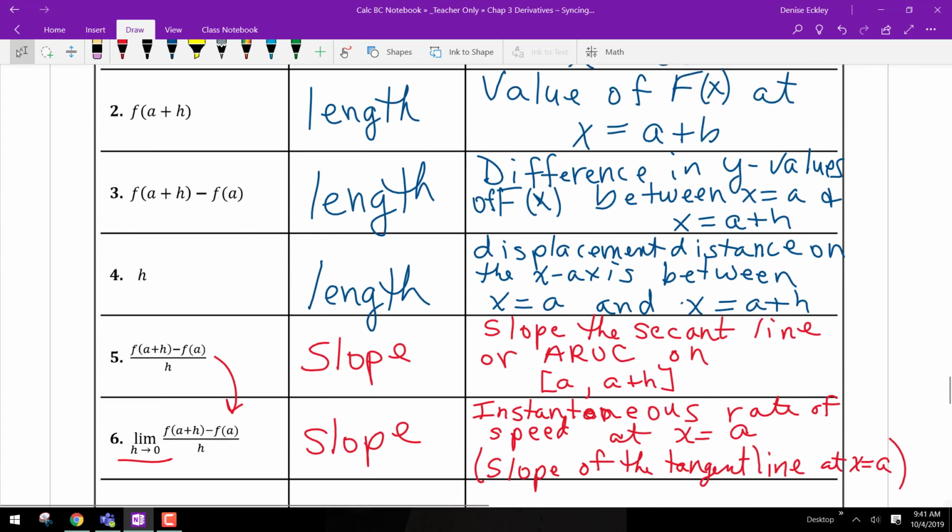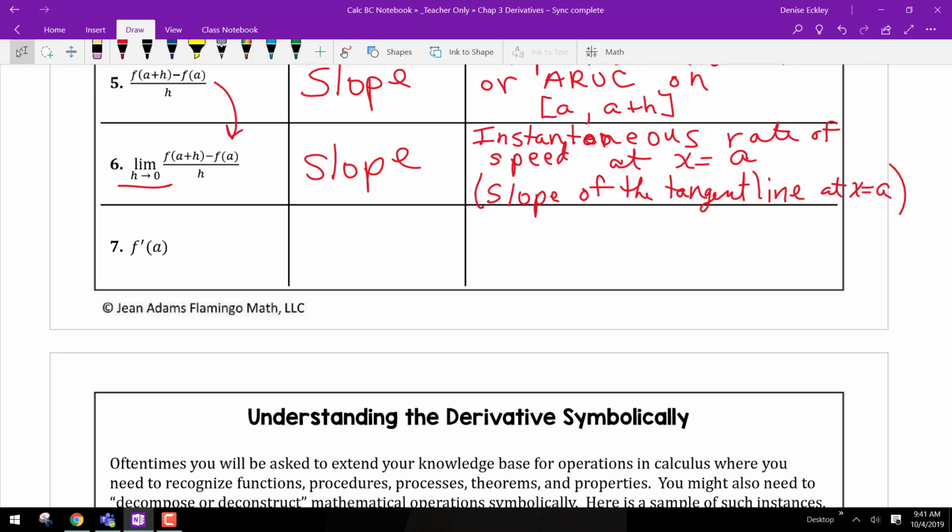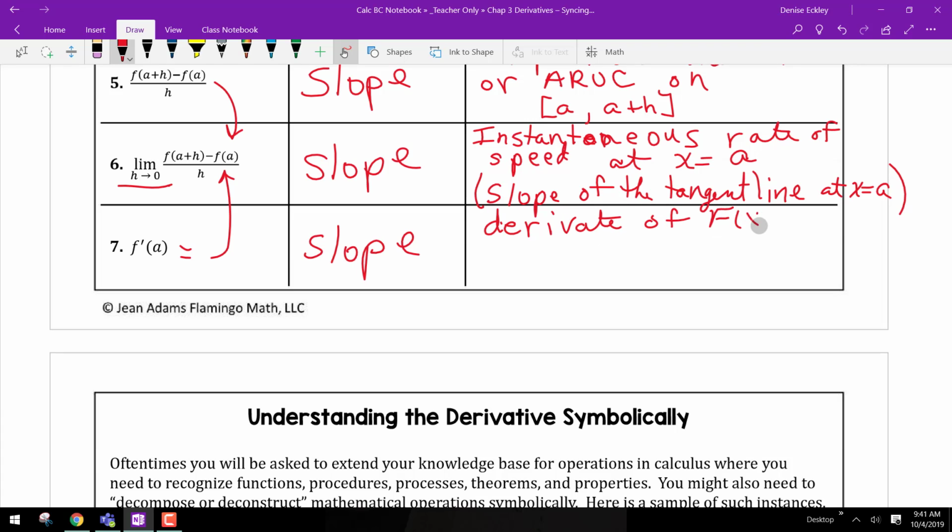And then finally, number 7, we have f prime of a, which is just another way of saying the limit of our difference quotient. So this is, of course, a slope. And it is the derivative of f of x at x equals a. You could also just say it's another notation for the slope of the secant line, tangent line.